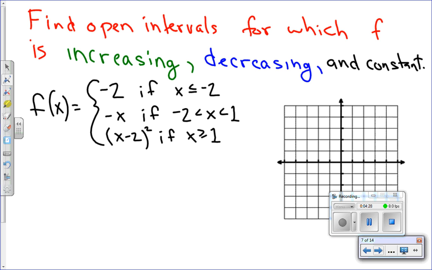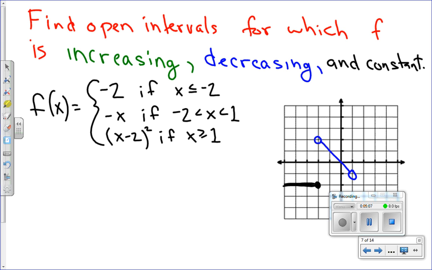So let's take an example of this. Here is a piecewise function. Let's graph it first. If x is less than or equal to negative 2, it's negative 2. So this part of the graph is going to be the constant function of negative 2 for all x values less than or equal to negative 2. The graph of negative x is a y-intercept of 0 with a slope of negative 1 from negative 2 to 1. So it's going to look like this. Oops, I do need an open circle here because of the inequality.